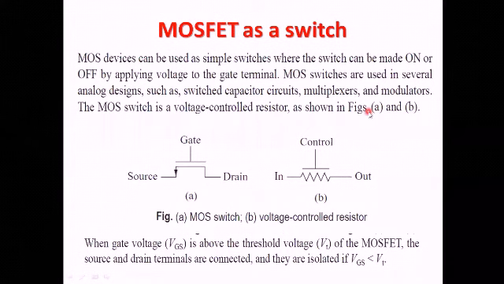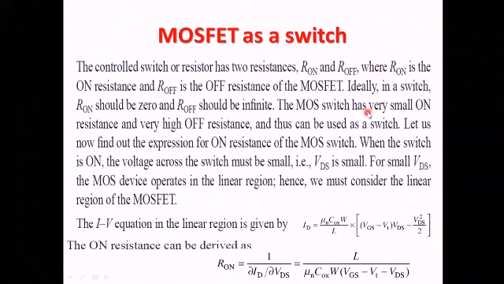Now let us move to the next slide, that is again MOSFET as a switch, continuation. The control switch or the resistor has 2 resistances, R on and R off, where R on is the on resistance and R off is the off resistance of the MOSFET. Ideally in a switch, R on should be 0 and R off should be infinite. The MOS switch has very small on resistance and very high off resistance, and thus it can be used as a switch. Now let us find out the expression for on resistance of the MOS switch.